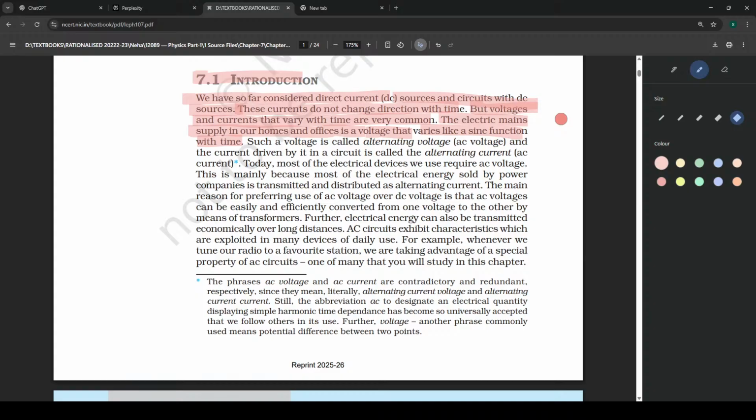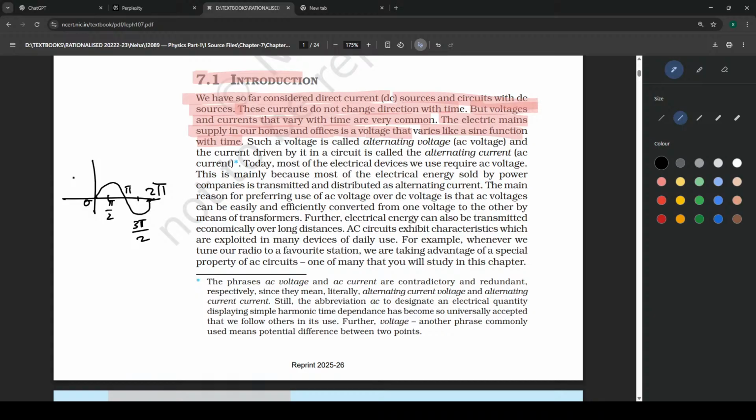And a sine function is used to denote at which instant of time how much the voltage is there. Like if we see a sine wave, this is a sine wave where this is 0, this is pi by 2, this is pi, 3 pi by 2, and finally 2 pi. This is a sine wave function.